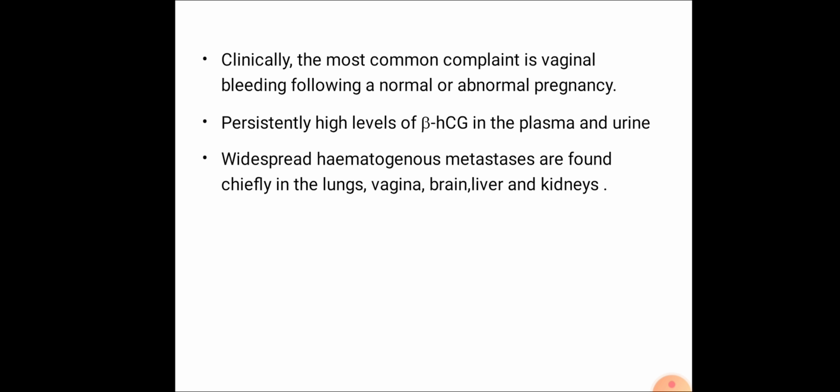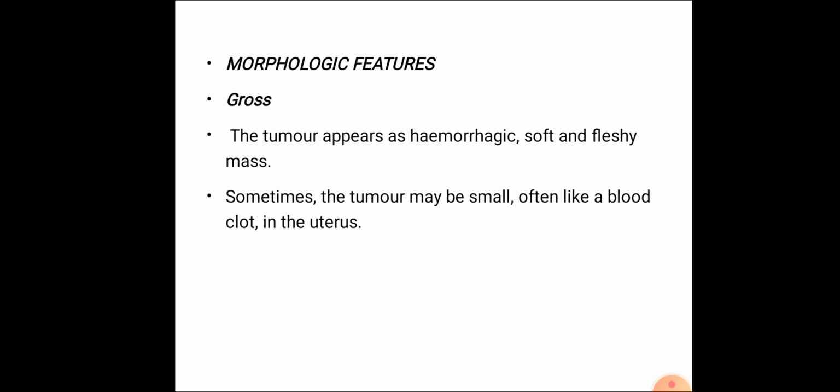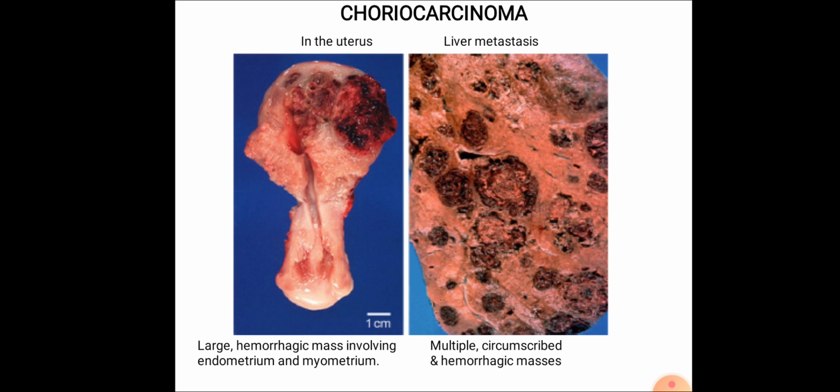Clinically, the most common complaint is vaginal bleeding following a normal or abnormal pregnancy. Persistent high levels of beta-HCG in plasma and urine and widespread hematogenous metastases are found chiefly in lungs, vagina, brain, liver and kidneys. Coming to morphological features, grossly the tumors appear as a hemorrhagic, soft and fleshy mass. Sometimes the tumor may be small or look like a blood clot in the uterus.